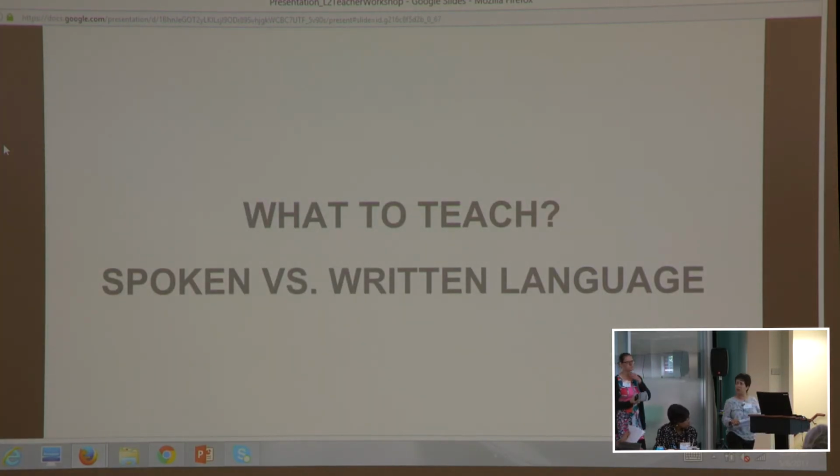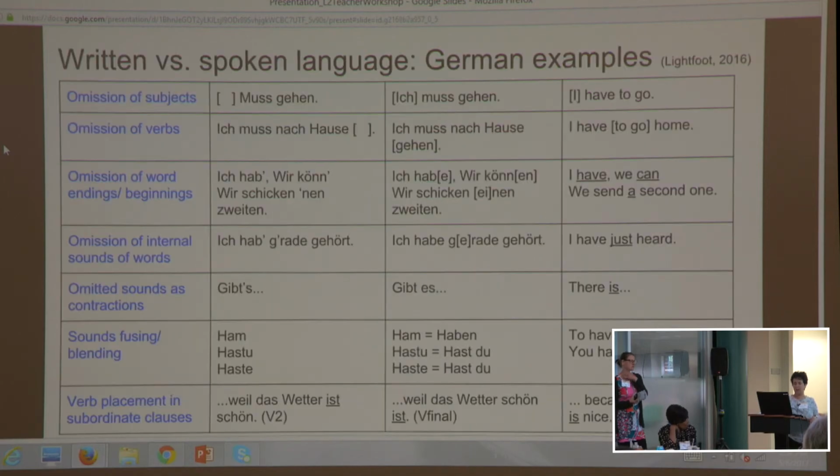So of course, the first question that comes up is, what do you do with this? What do you teach when it comes to differences in spoken versus written language? So our example here is German, because that's the language we teach. But some of these examples that you find here on the chart also translate to your languages. For instance, where you have the subject being omitted when it comes to spoken versus written language, where verbs are being omitted when people speak.